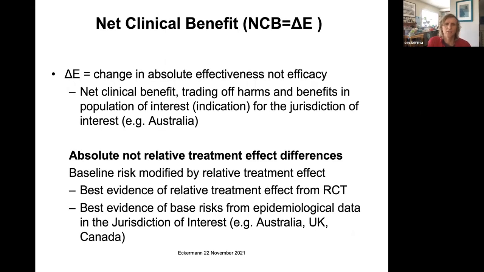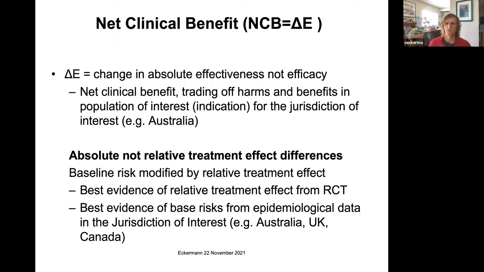So net clinical benefit is the change in effect. Note it's an absolute effectiveness, not efficacy, so it's not the relative effect. And it trades off the harms and benefits in the population of interest for the jurisdiction of interest. Typically when we're doing analysis in Australia, that's Australia, but wherever your jurisdiction of interest is, whether that's the UK, Canada, et cetera. And to do that, as we've indicated, you modify baseline risk by the relative treatment effect.